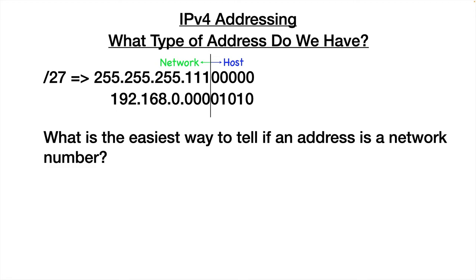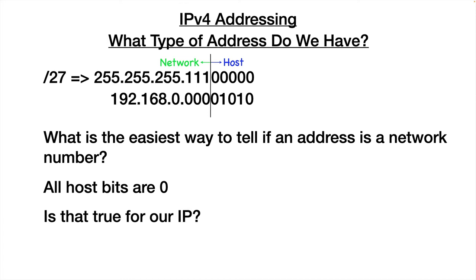The next question is, what is the easiest way to tell if an address is a network number? The answer is the network number is the first IP in a subnet, and it has all of its host bits set to 0. So looking at the top, is this true for our IP address? Are all the host bits 0? No, they're 0, 1, 0, 1, 0. So this is not true. Therefore, the IP address is not a network number.